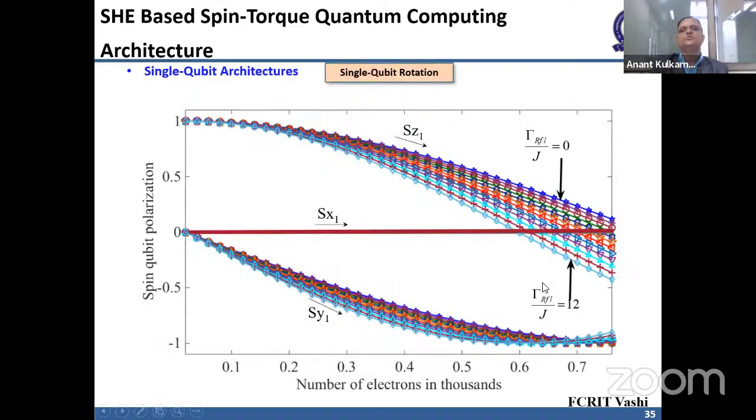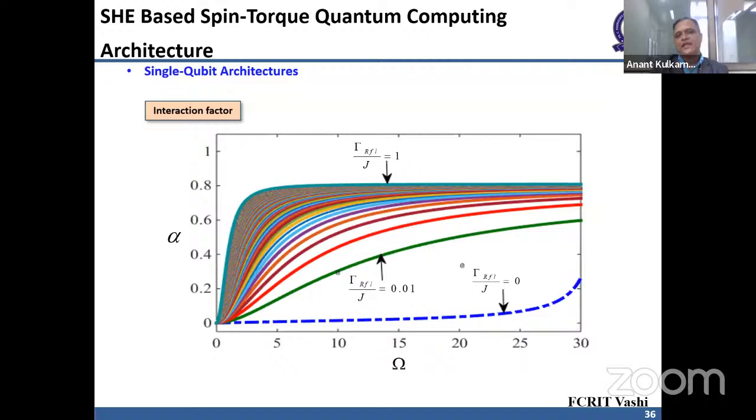And this is what we have achieved, a single qubit rotation for the pi by 2. So by varying the barrier and exchange interaction, we will be able to reduce the number of electrons required for the interaction. So this is the single qubit rotation. This is the interaction factor. Interaction factor means what? The injected electrons and the qubit which we have utilized, how they will interact effectively based on the electron velocity exchange interaction, that is J.